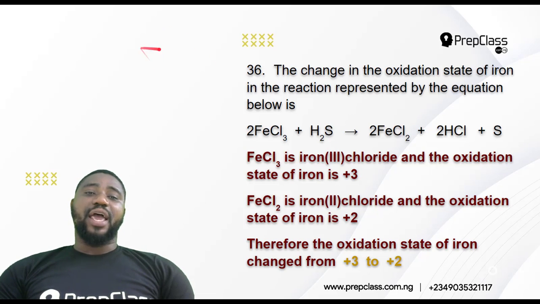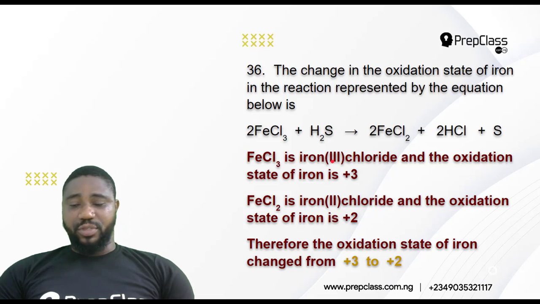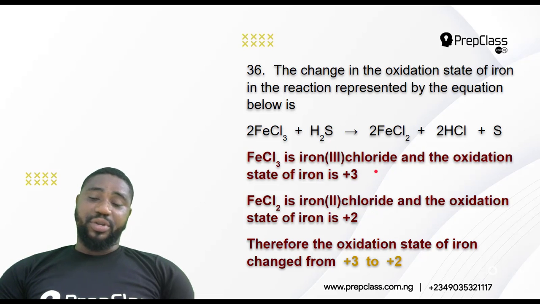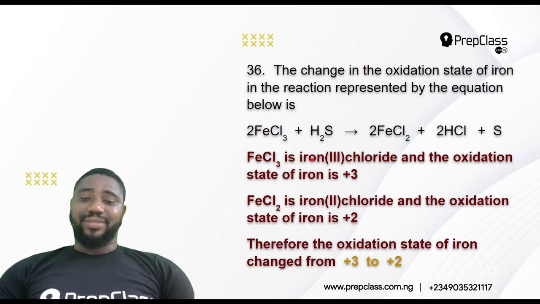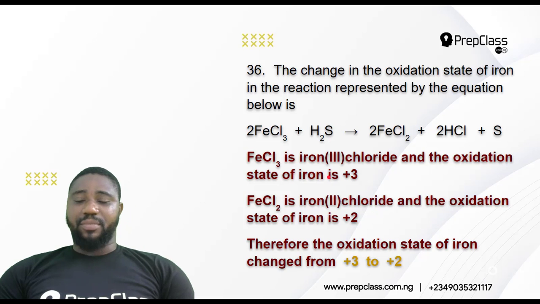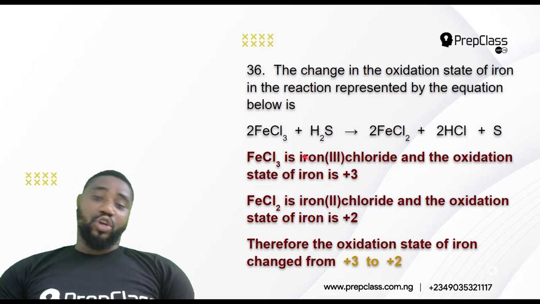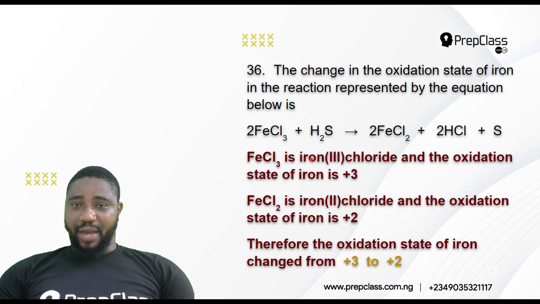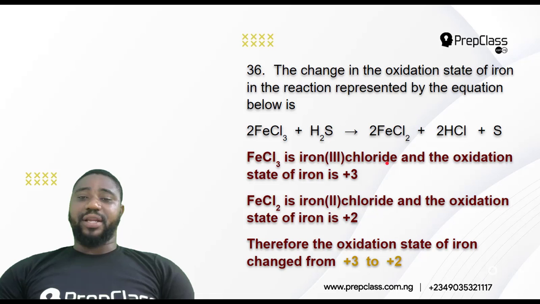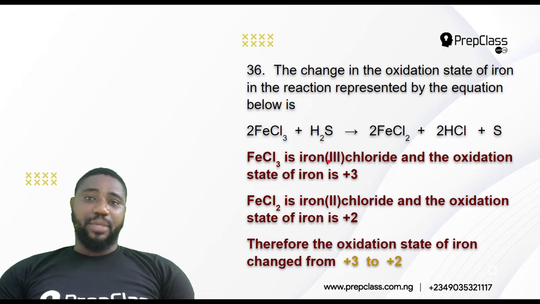Or you can use the formula: write FeCl3 equals 0, then the oxidation state of chlorine is -1, and the whole compound is 0. With that you get the oxidation state of iron. But just know that once you see a name like iron 2 chloride or iron 3 oxide, that number tells you the oxidation state of the first element, which is the metal. So here in iron 3 chloride, this 3 stands for the oxidation state of iron, and it is plus 3 because iron is a metal.